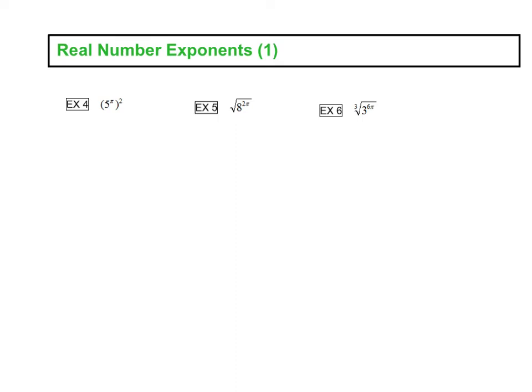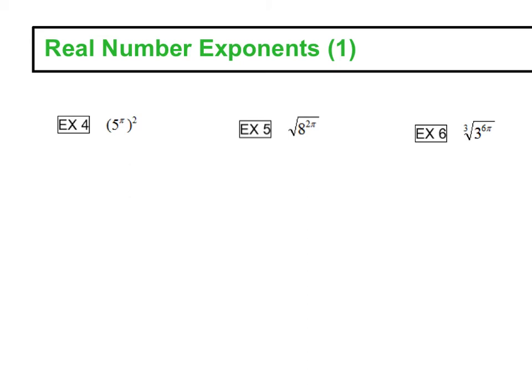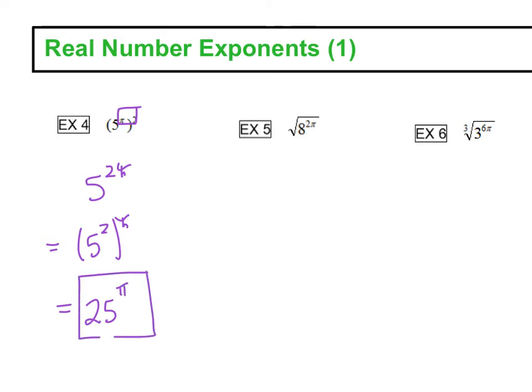All right, we're going to continue to look at our exponent examples. Example 4, we have 5 raised to the exponent of pi, and then that is squared. So that's just going to equal, remember we would multiply the pi and the 2, so I'm going to go ahead and write the 2 first, 5 raised to the 2 pi power. Well, when that happens, we can evaluate 5 squared to the pi power. 5 squared is 25 raised to the power of pi. And we're going to leave our answer like that.